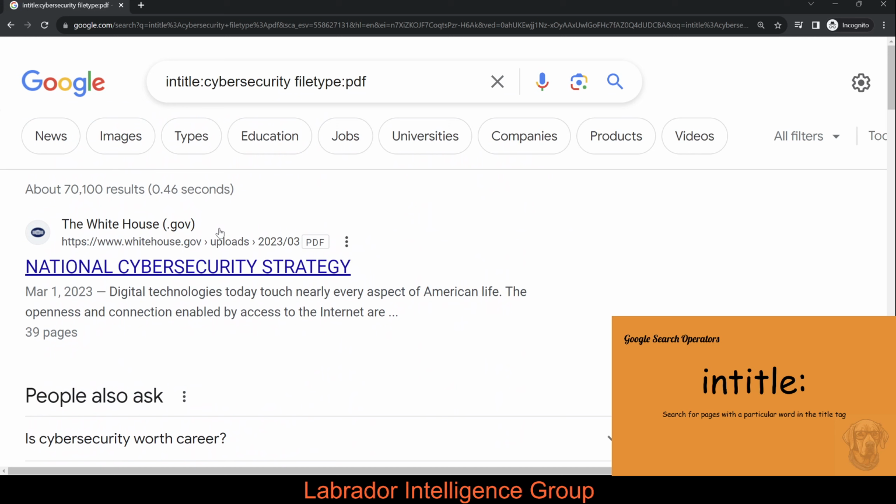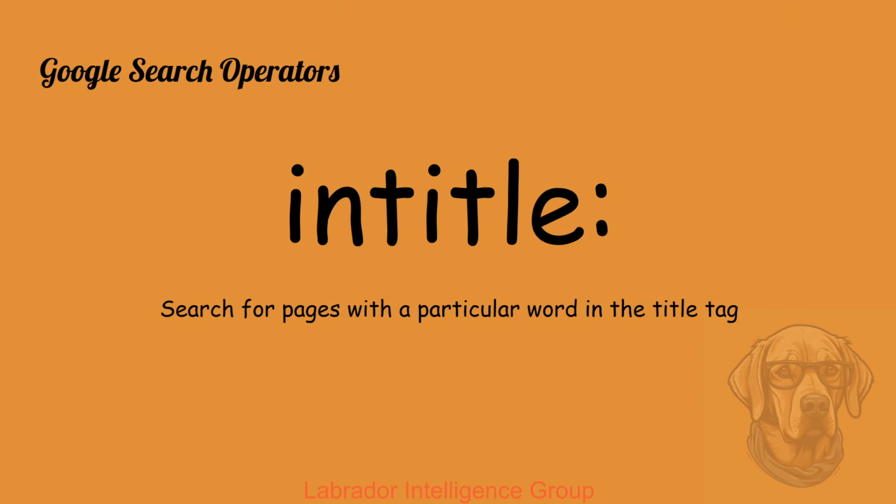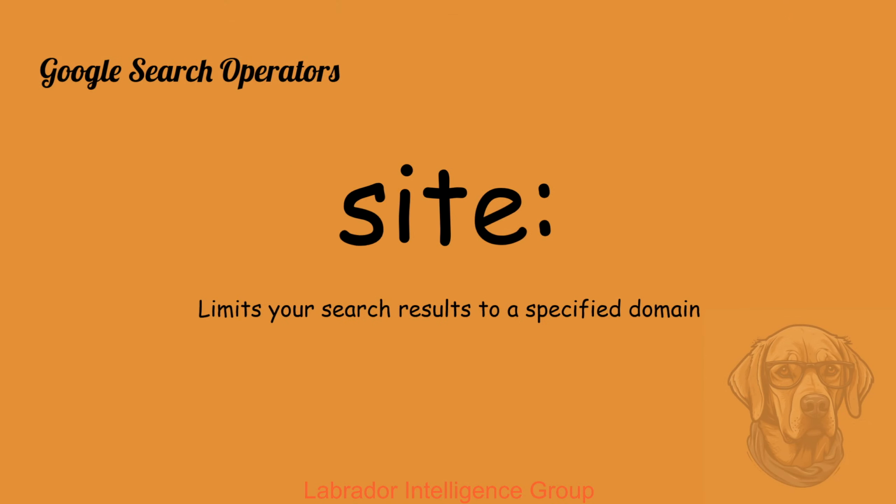I want to start highlighting here how powerful it can be when we start to group these operators together. I'm now running an intitle and a file type operator as well. Before, if I just did a cybersecurity search by itself, we had millions and millions of results. And right now we're down to only 70,000, which is still a lot, but a lot less than what we started with.